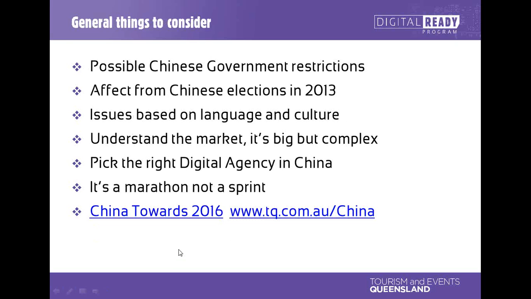Just some other things to consider, though. All those Chinese government restrictions that are in place, you need to be aware of those and see whether or not it's going to hinder you at all. Now, we had Chinese elections last year. They are now seeing the flow-on effect from that because everything stopped. There was no travel, basically nothing happened. So we've seen that flow-on effect at the moment, but it should come back up to speed again very soon.